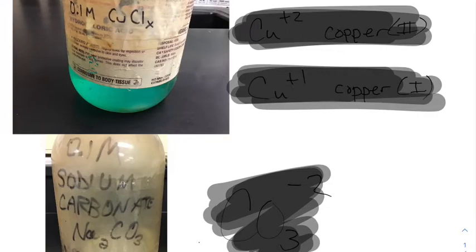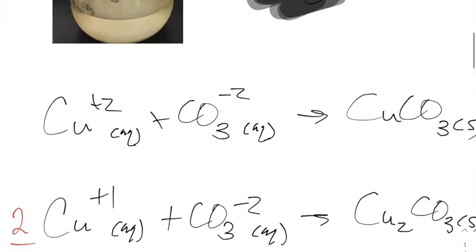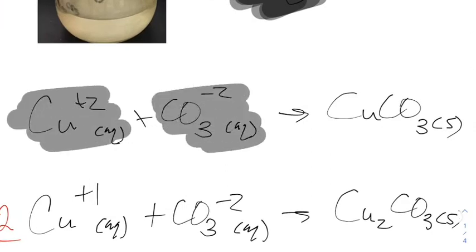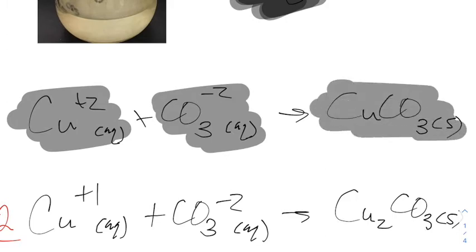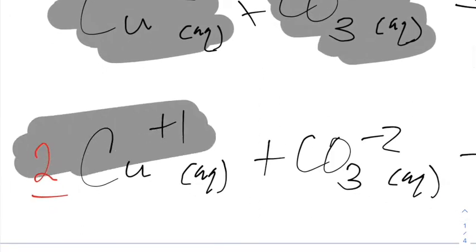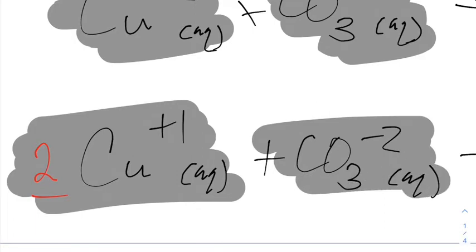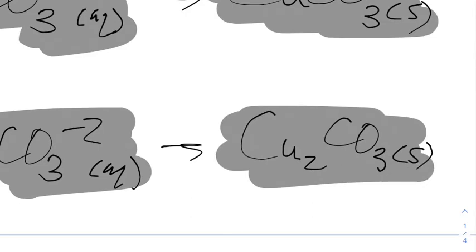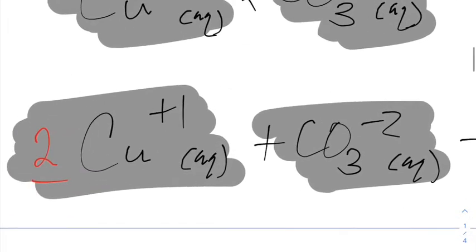All right, if you've unpaused at this point, here are your reactions. The first one is the copper +2 reacting with the carbonate, which is a -2, going together to make copper carbonate. Again, we are ignoring the chloride and the sodium because they are spectator ions. The copper +1 is the same thing, except that I'm going to need 2 of the copper +1 ions to react with the carbonate -2 in order to create this copper carbonate, because you need as many positives as you have negatives, and if this is only a +1, I'm going to need 2 of those.